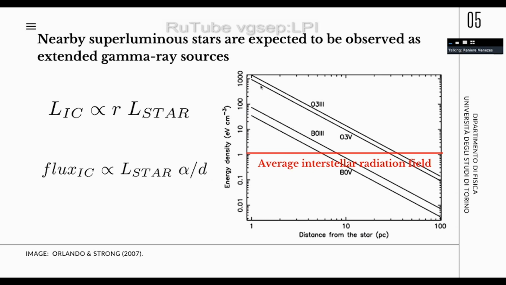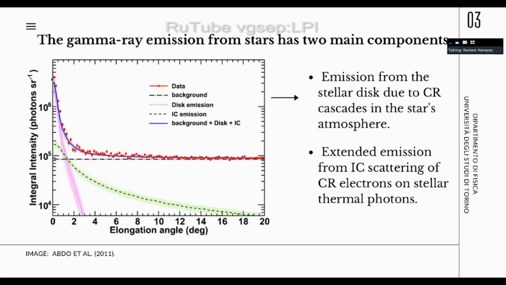We can see here that the energy density of photons surrounding superluminous stars like O-type or B-type stars can be way above the average interstellar radiation field energy density, up to more than 10 parsecs from the star. So from the point of view of a telescope like the Fermi-LAT, these sources should appear as extended sources in the sky. Although the luminosity drops, the flux drops really quickly from the center of the source, like I showed you here.